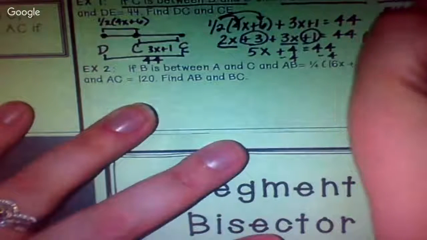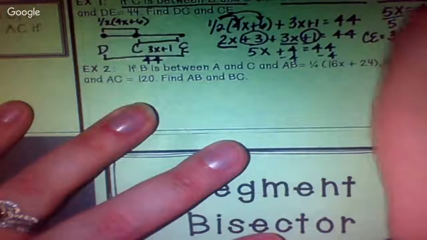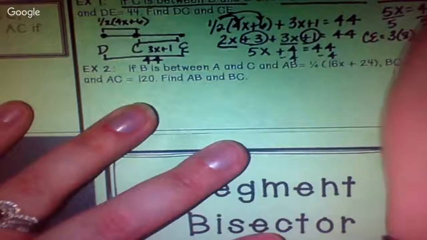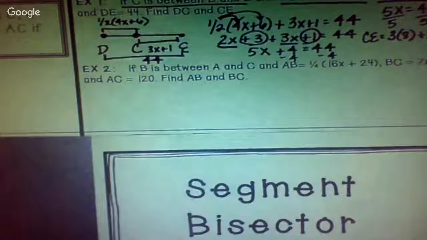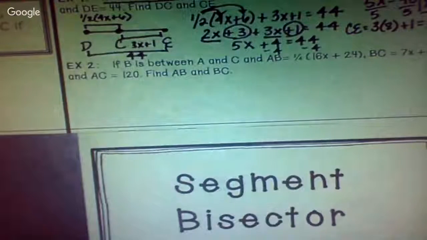So if I'm looking for CE, CE equals 3 times X, which is 8, plus 1. So what's 3 times 8? 24 plus 1 is 25. So CE equals 25. So it's not too bad. You just now need to take that and plug it back in.